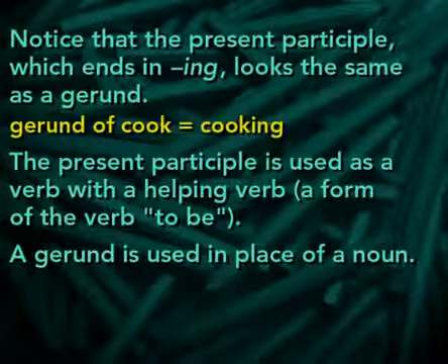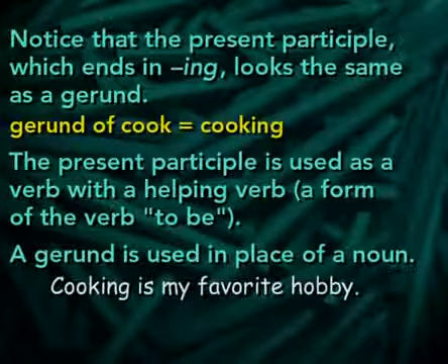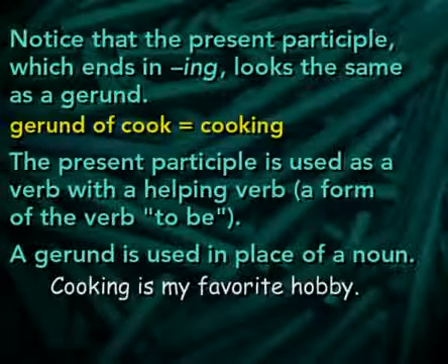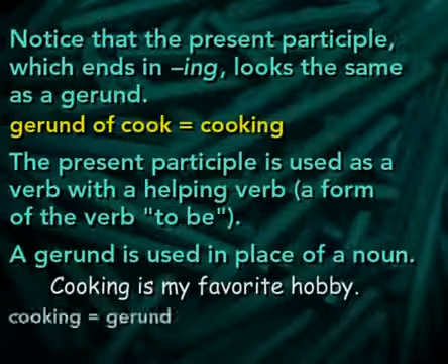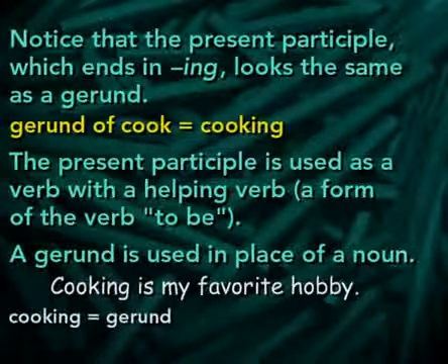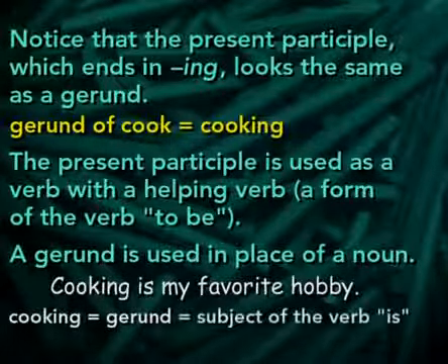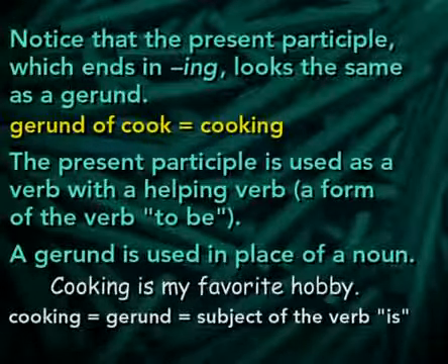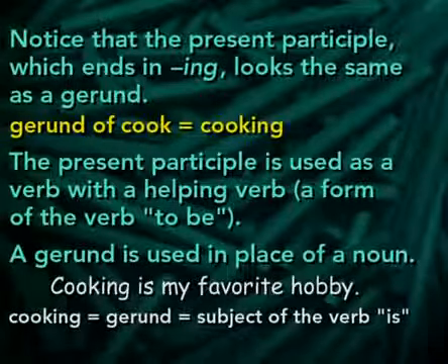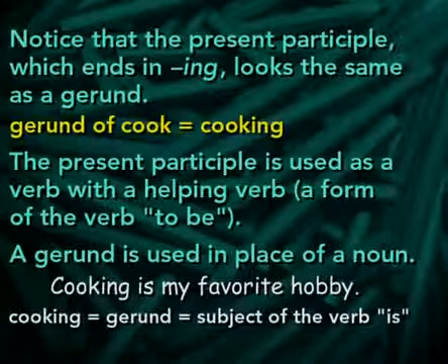Therefore, when you see an ing word being used as a noun in a sentence, that's really a gerund, not a present participle. So, for example, I might say, cooking is my favorite hobby. Here we have the word cooking, which looks the same as the present participle, both end in ing, but in this sentence, cooking is a gerund, because it's being used in the same way that a noun would be used. In that sentence, cooking is the subject of the verb is. And remember, the subject of a verb would always be a noun or a pronoun. Since cooking is being used as a noun in that sentence, it's a gerund, not a present participle.